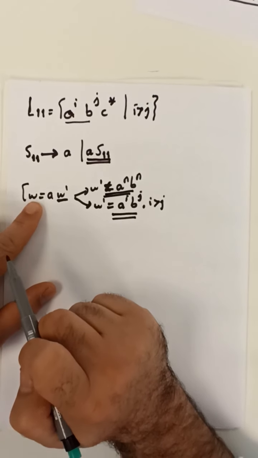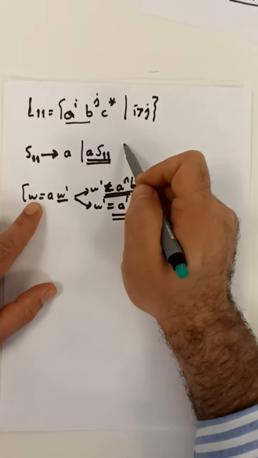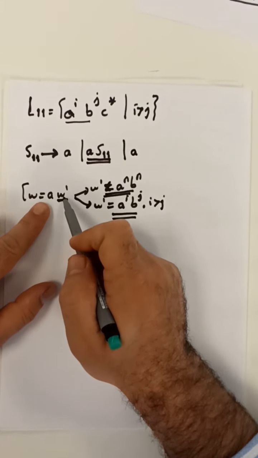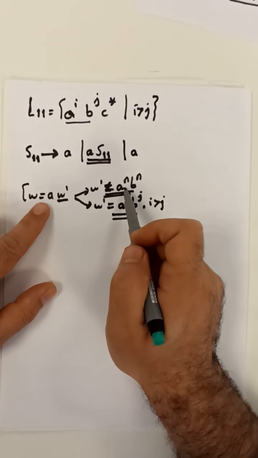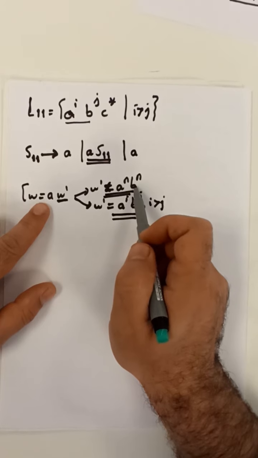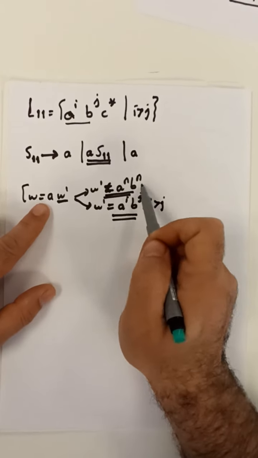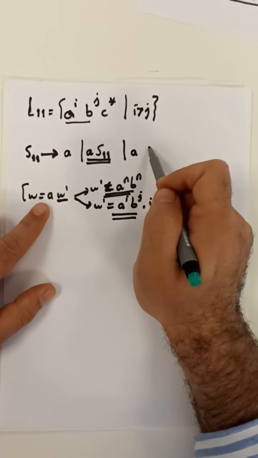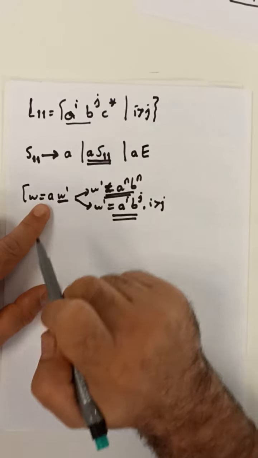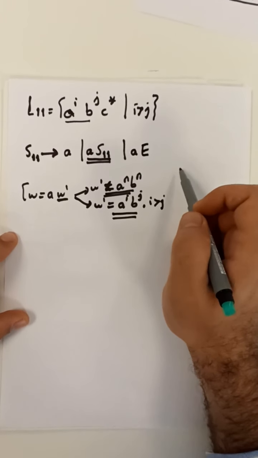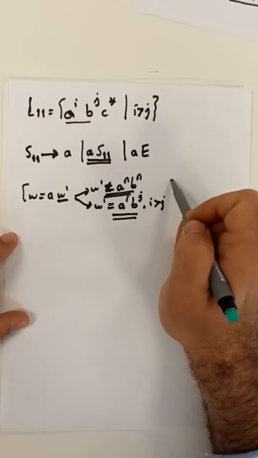Okay? So basically W starts with A, and in W prime we have A to the n, B to the n. In other words, number of A's at the beginning is the same as the number of B's that follows. To be able to generate such strings, we will write down a variable E, and with the variable E, the rule for the variable E will be as follows.